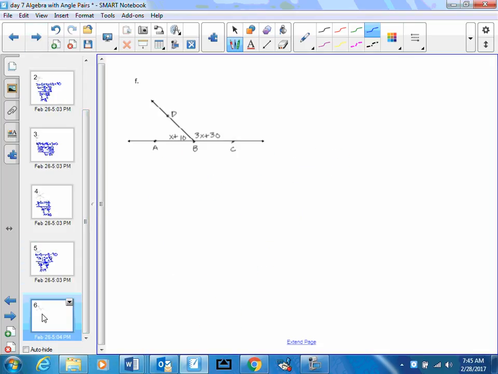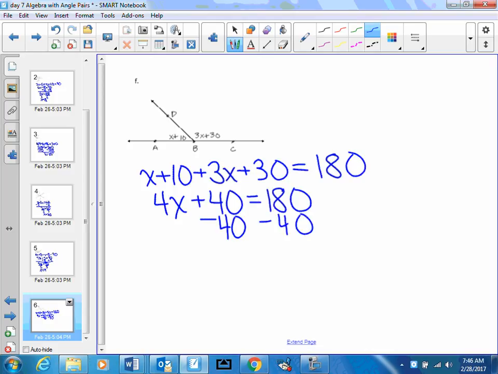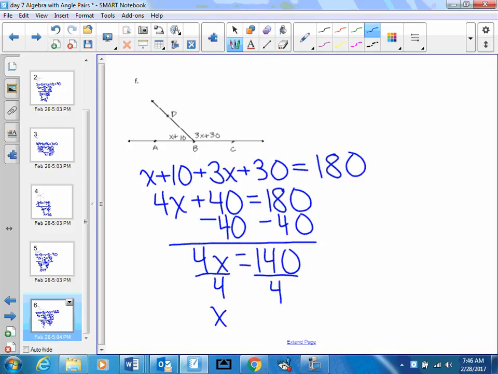Okay, and our last example, these two angles are angles on a line, which means they are supplementary. So if I add together the two expressions, I have to get a total of 180. Combining like terms, x plus 3x becomes 4x. 10 plus 30 becomes plus 40 equals 180. Do an inverse, subtract 40. I get 4x equals 140. Now do my second inverse, divide by 4. I get x equals 35.